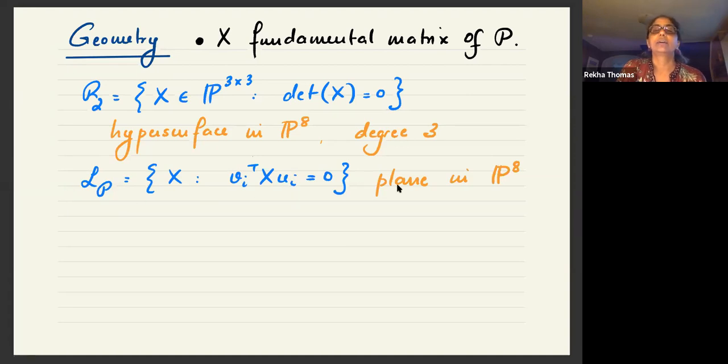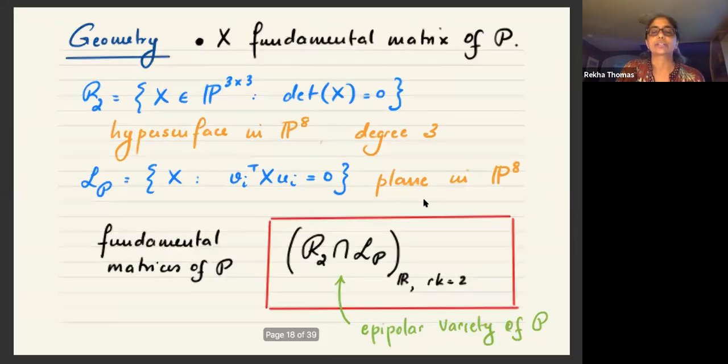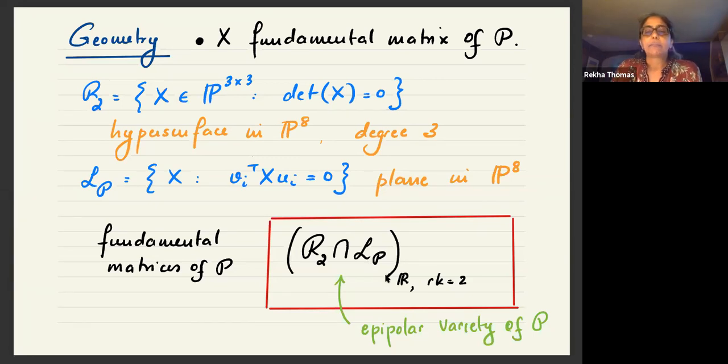So we have a plane, which is codimension k. There are k of these equations, so generically, it's codimension k. This is a plane in P8. And to be a fundamental matrix, you need to be in the intersection of both. So you need to be in R2 and you need to be on this plane LP. So we're cutting R2 with this plane, but you need more. You need to be in the real part of this, and you also need to be exactly rank 2. So you cannot be a rank 1 matrix inside this. So this complex variety, which is R2 intersect LP, is called the epipolar variety of P. But inside that, we need to be in a subset to actually be a fundamental matrix. So that's the first piece of geometry that goes with this.